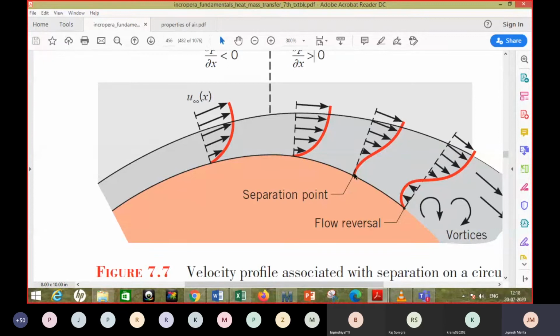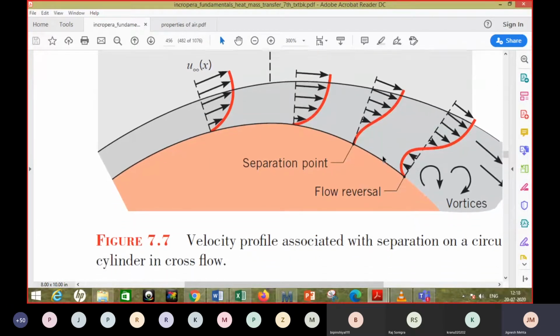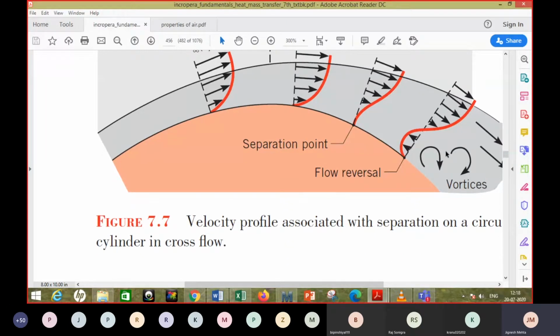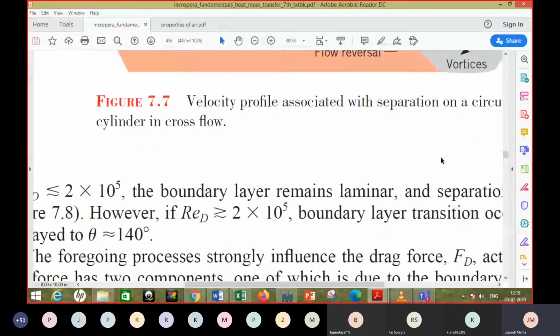So beyond this point, when u becomes equal to 0 here, du by dy becomes equal to 0 here, the flow separation takes place. That is, the fluid starts detaching from the cylinder. It seems to remain attached to the cylinder here, but it starts getting detached here, and there is a reversal taking place, and vortices or eddies are formed. So there is a separation of flow taking place, right? That is something which is not seen in flow over a flat plate.